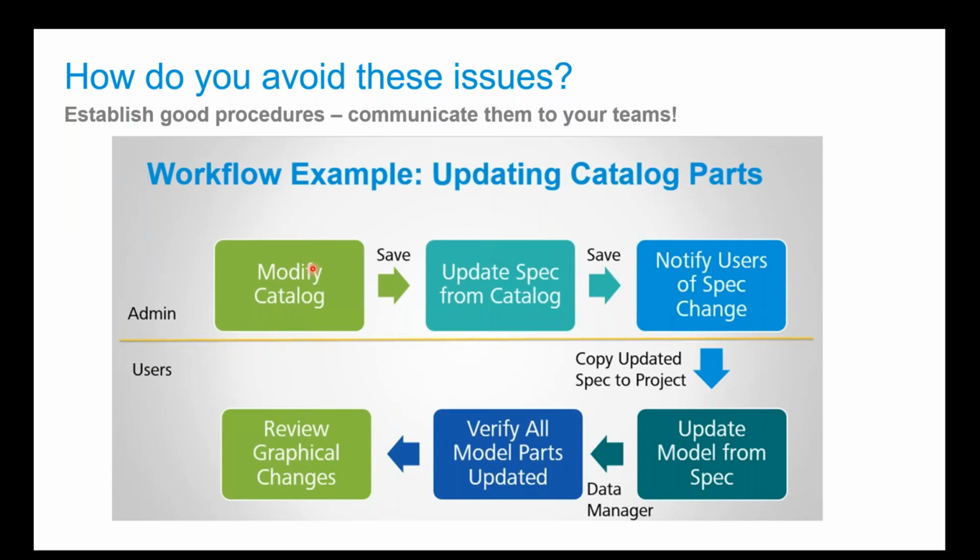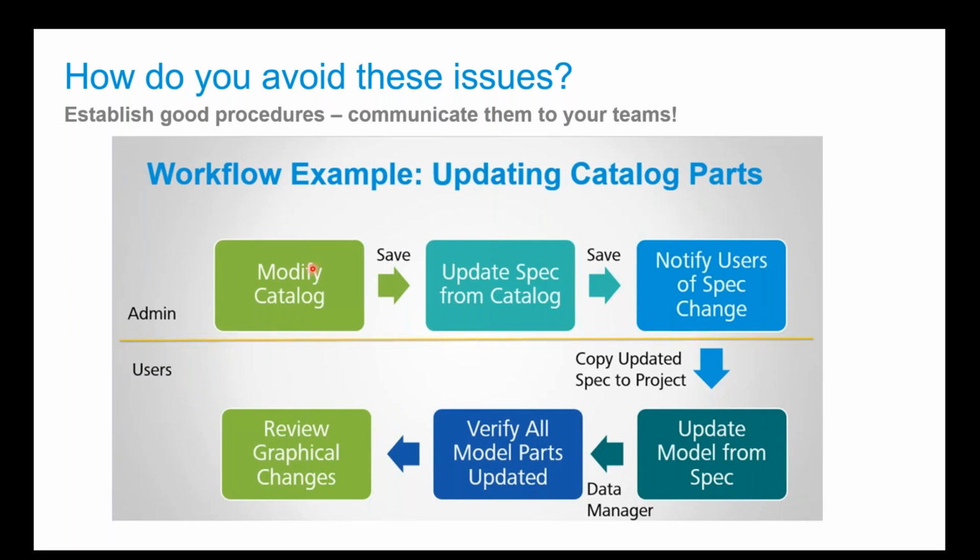When we look at it from an administrator standpoint, let's say the administrator wants to modify the catalog and remove a part, add a part, or modify a part. He or she is going to make those changes in the spec and catalog editor, to the PCAT file. Now they will save the file. After they have saved the file, they can update the spec from the catalog right there as an administrator. The specs that are associated to the catalog for those various projects will get updated with the catalog changes. Then once you save those things, notify the users of the spec change that you have made and pushed from the catalog.